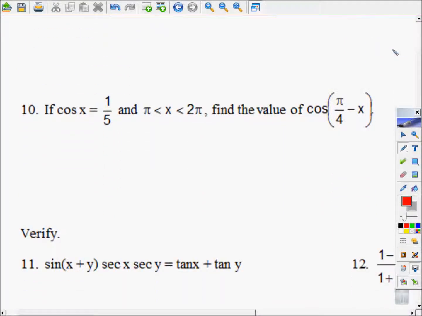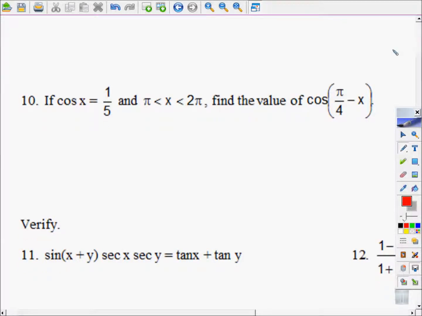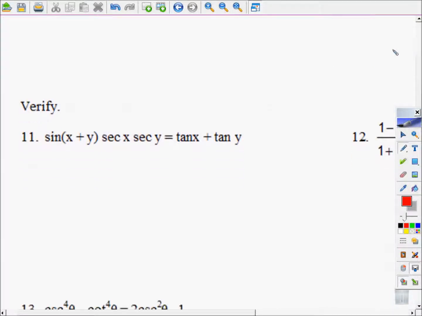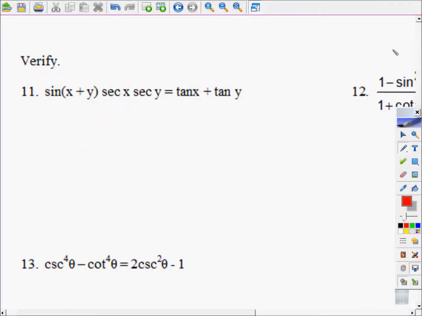On 10, 10 is like number 5. It gives you your cosine, so you have to find what first? Your sine. It gave you your cosine, so you have to find your sine. 11 is verifying. Be mindful of 11. Do them in parts. And remember, this is your goal. The right side is your goal.